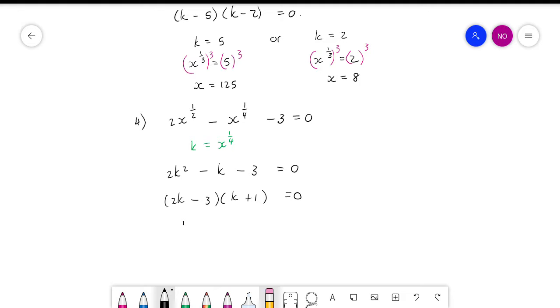So in other words, k can be equal to 3 over 2 or k can be equal to negative 1.